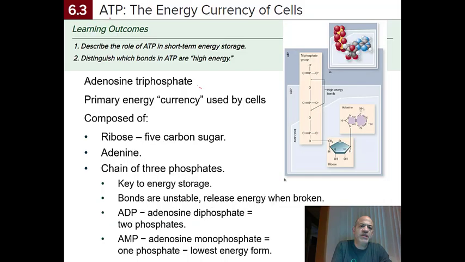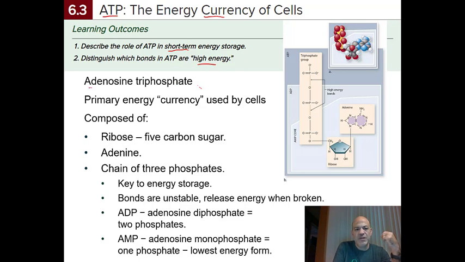Okay. So in this section, we're going to look at ATP, adenosine triphosphate, as the primary energy currency, what's used to do all of the biological work within the cells. So your learning objectives here are to describe the role of ATP as a short-term energy storage, and then distinguish which bonds in ATP are the high energy ones.